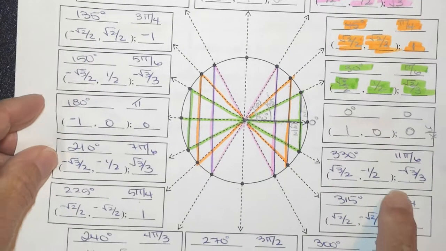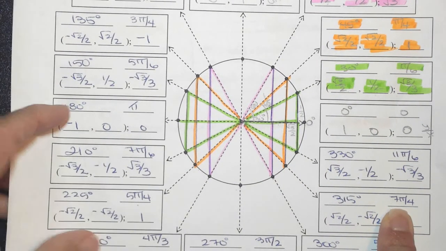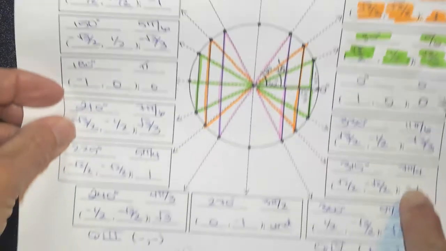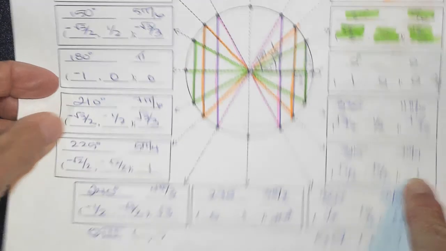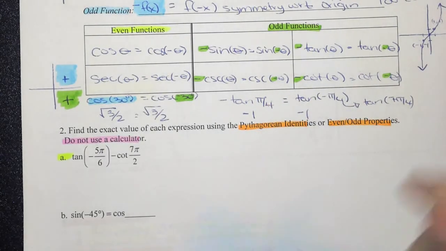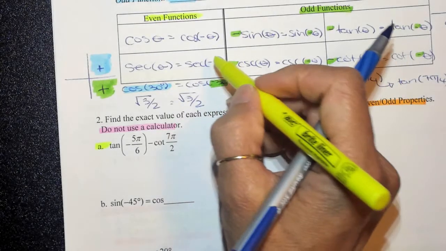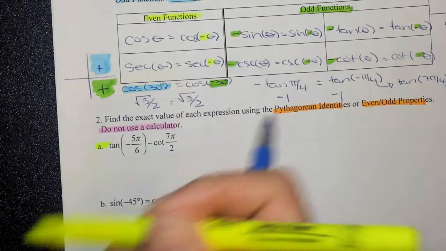Okay, it's the same location as 7 pi over 4. Remember, it's a coterminal angle. Okay, and that means the tangent value is exactly the same. Okay, -1. So that's how odd functions work. Okay, all right, so I'm going to do 2 examples, and I will take you through this.